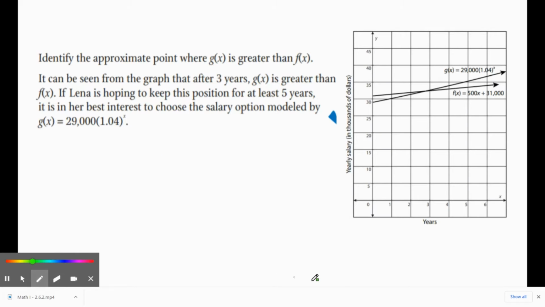It can be seen from the graph that after 3 years, g(x) is greater than f(x). And if Lena is hoping to keep this position for at least 5 years, it's in her best interest to choose the salary option modeled by 29,000 times 1.04 raised to the x power.